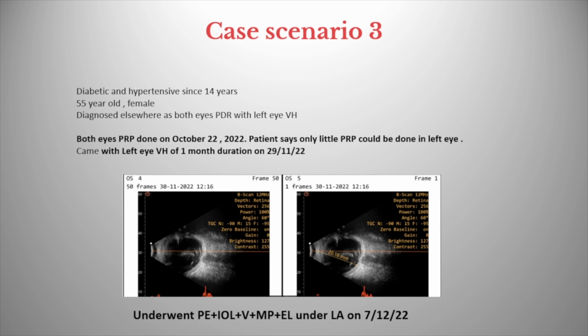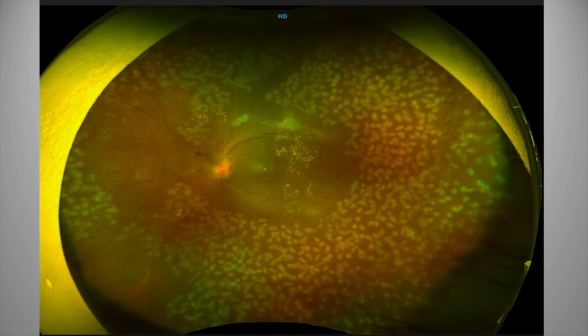On ultrasound, the left eye showed a hyperreflective clump echo at the disc, a hyperreflective membrane with variable echogenicity suggestive of IPVD, and multiple dot echoes were seen suggestive of subhyaloid hemorrhage. So this patient was advised directly an elective surgery of phaco-IOL with MPEL on the same visit. This is the post-op image of the patient.